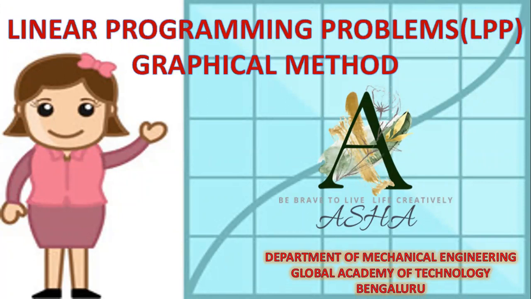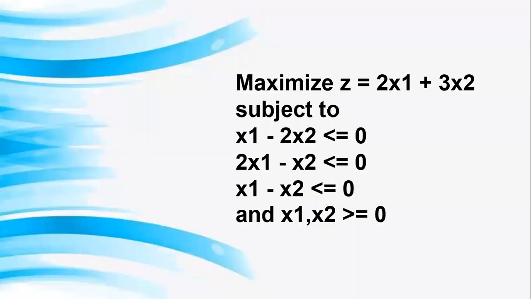Today I'll be discussing linear programming problems, how to solve them using the graphical method. We have a problem where the objective function is to maximize z equals 2x1 plus 3x2, subject to the constraints x1 minus 2x2 less than or equal to 0, 2x1 minus x2 less than or equal to 0, x1 minus x2 less than or equal to 0, and the non-negativity constraint x1, x2 greater than or equal to 0.